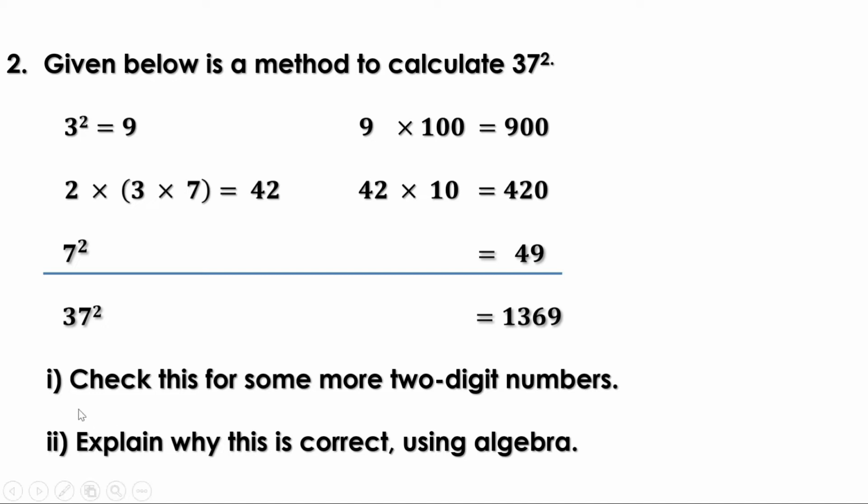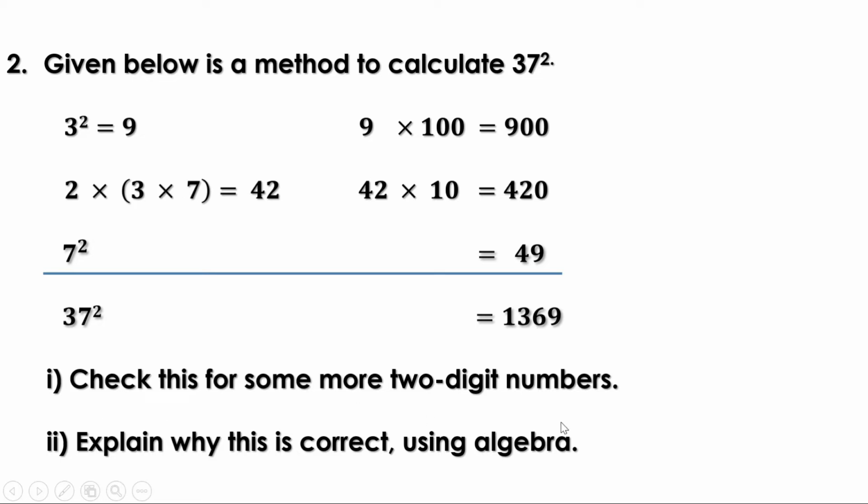Let us understand the method at first. 3 is the tens digit. So first of all, the square of the tens digit is found and it is multiplied by 100. Now 3 and 7 are the 2 digits. They are multiplied and it is doubled. We got 42 and it is multiplied by 10. 7 is the unit digit. Its square is found. And these are all added together to get the square of 37.